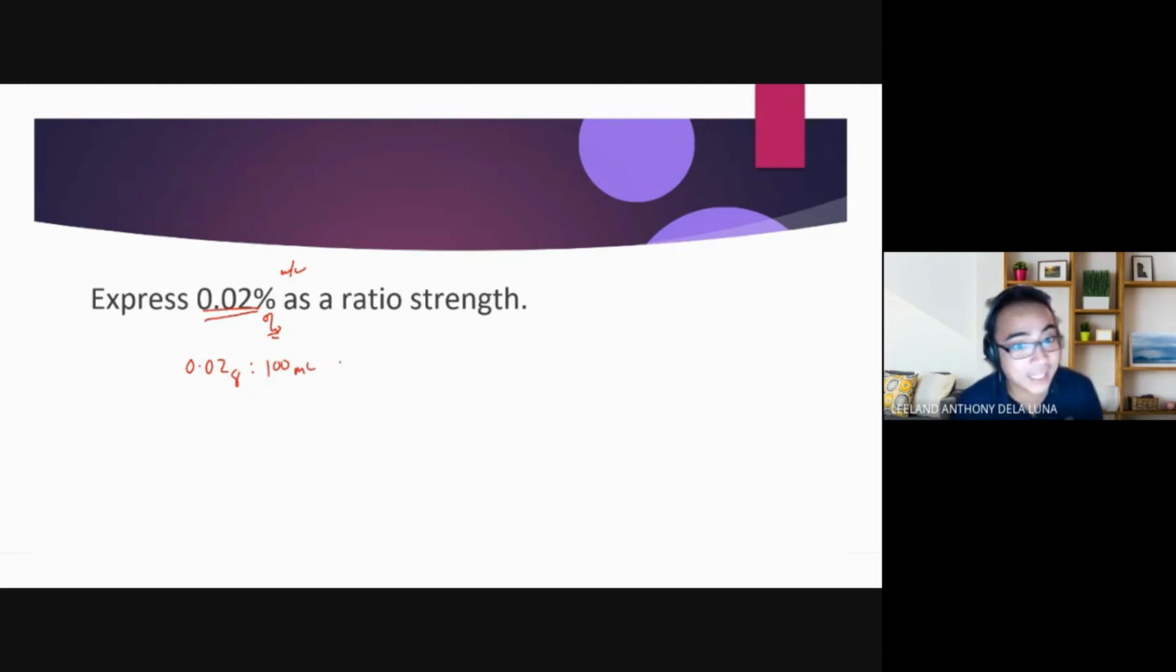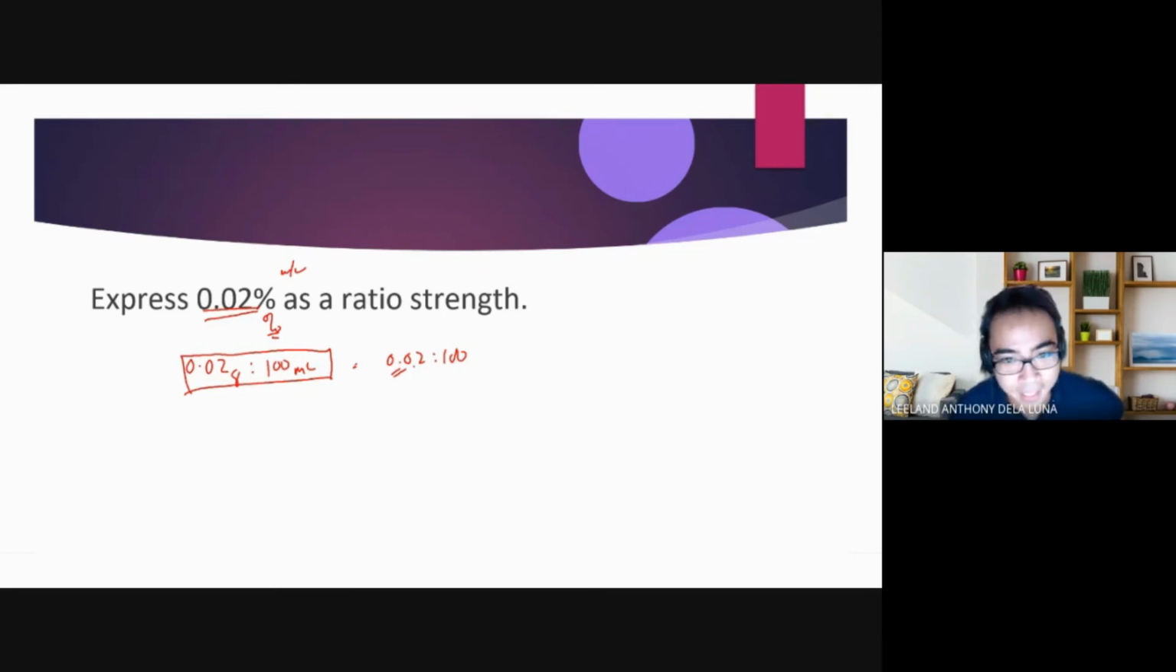Okay, so basically, class, ganyan siya. Now, if you look at this, class, ito na yung ratio strength natin. Technically, that's that. So we can write it down, class, as 0.02 is to 100. Pwede na yon. However, class, kapag nagpapakita kasi tayo ng ratio strength, kadalasan, dapat yung numerator should always be 1. Yung 0.02 dapat 1 lagi yan. Kumbaga, yung numerator, yung para sa solute natin, the value should always be 1.